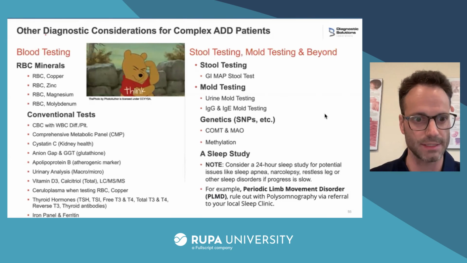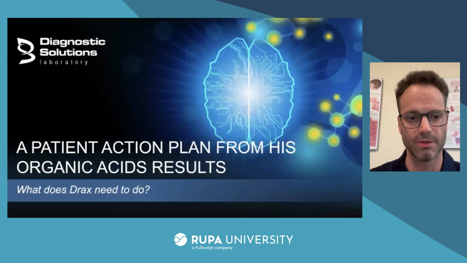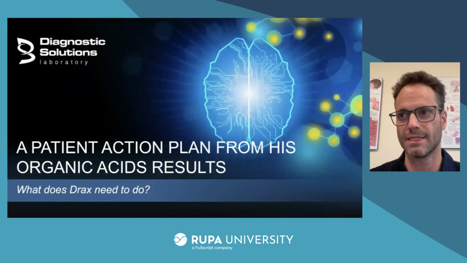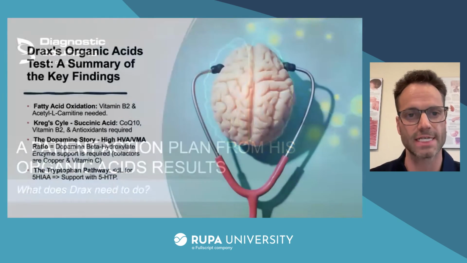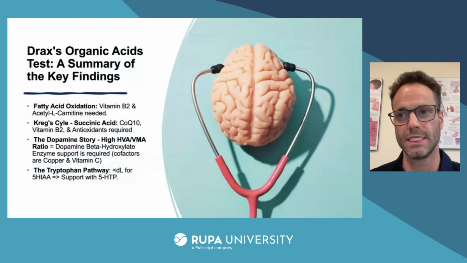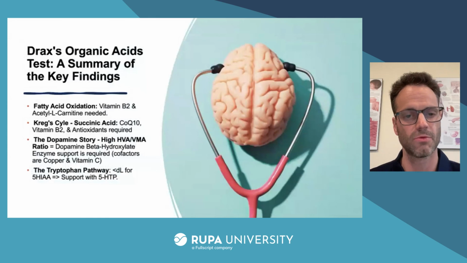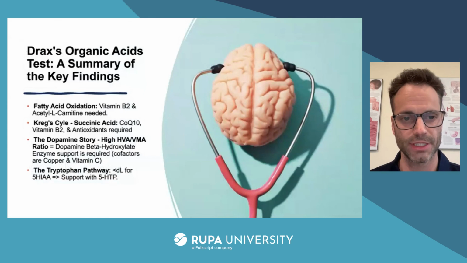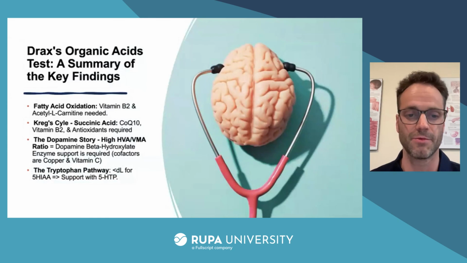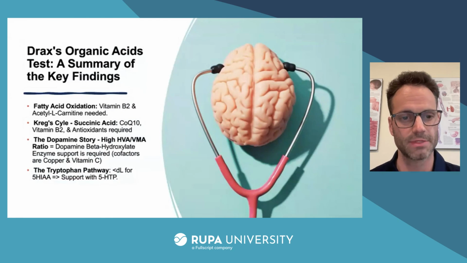So, and then do this test. Do the organic acid test with them and a patient action plan. Let's try to bring it all together. What does Drax need to do as far as supplementation? We found that he most likely needs vitamin B2 and probably acetylcarnitine to get his brain tuned up, especially with his current schedule and for more energy in the morning. And then potentially more antioxidants, right? Or definitely more antioxidants, but potentially CoQ10 and vitamin B2 as well for the Krebs cycle.